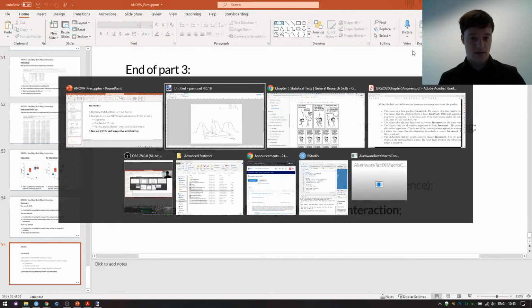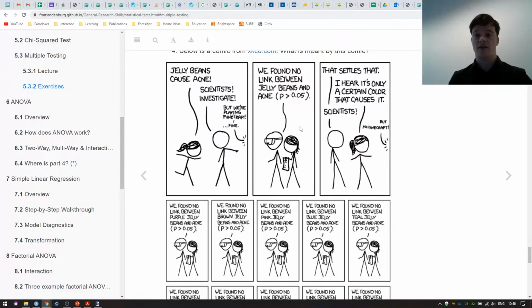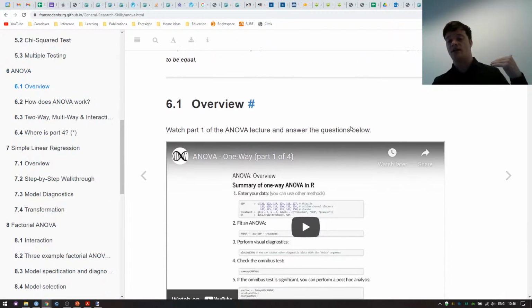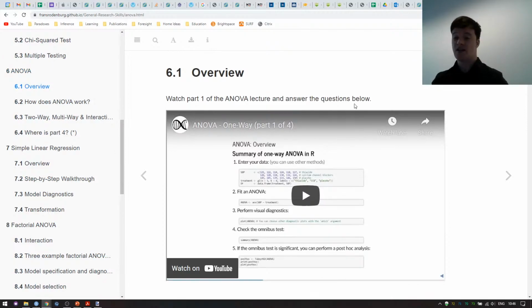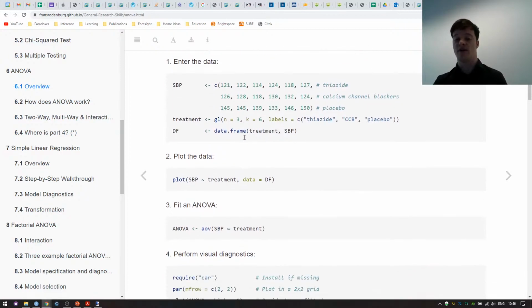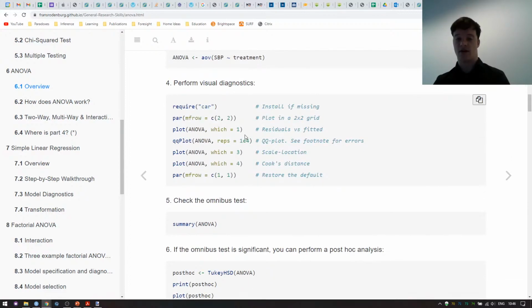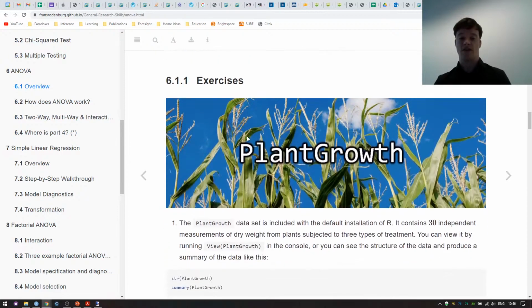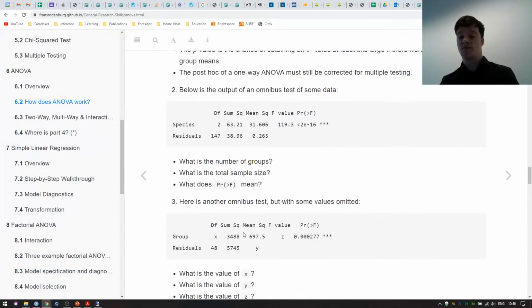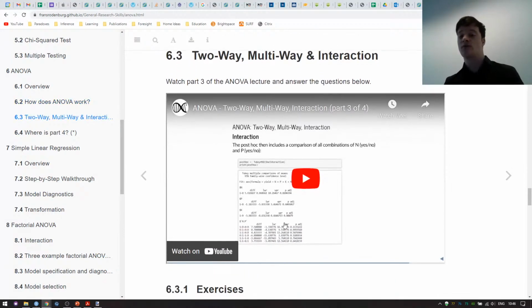Okay, so the assignment for today is again on the website. It's also on Brightspace, a link to here. Now we're going to chapter 6. In chapter 6, I go over the different parts of the lecture and ask questions pertaining to that part. So first it's only about one-way ANOVA, to make sure that you at least understood it up to there. Second part, we're going to look at how you can interpret the output. And if I delete a couple values, are you able to calculate them? Third part, we're going to look at two-way, multi-way, and interaction.